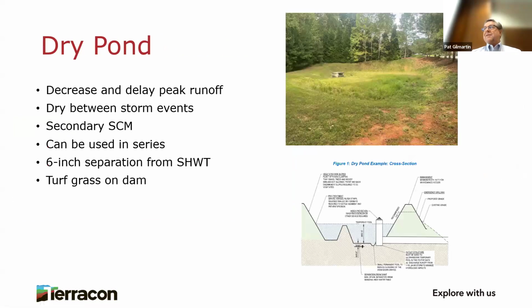Dry pond. I love the oxymoron, dry pond. But anyway, that's what the stormwater control measure manual calls it. The primary purpose of a dry pond is to attenuate and delay the stormwater runoff peaks. Dry ponds hold water immediately after a storm event and drain to be almost completely dry between storm events. Dry ponds are typically secondary stormwater control measures.